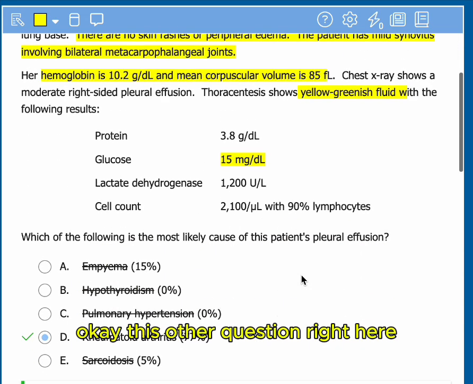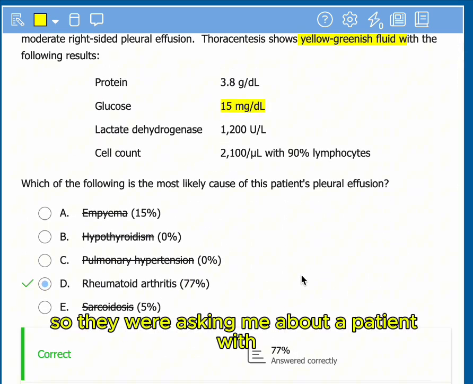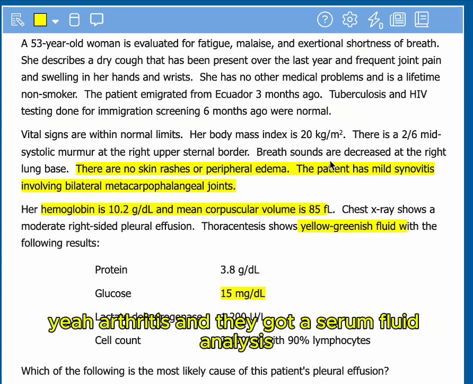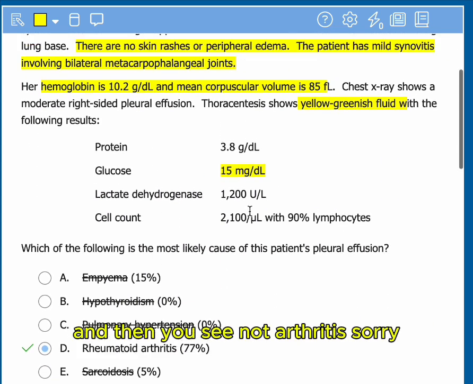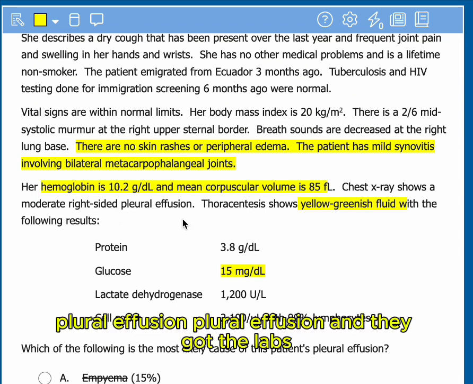Okay, this other question right here, I was able to get it correct, mainly by crossing out things. They were asking me about a patient who has arthritis, and they got a serum fluid analysis. So you see the options here, and then, not arthritis, sorry. This patient had pleural effusion, and they got the labs.